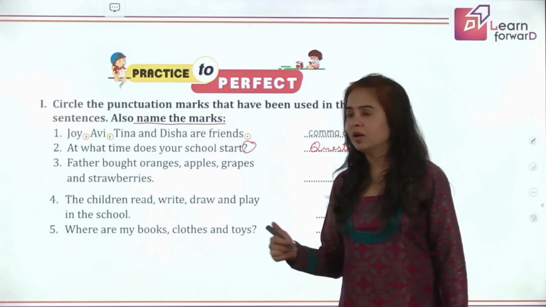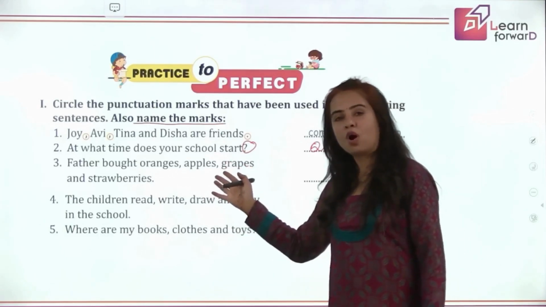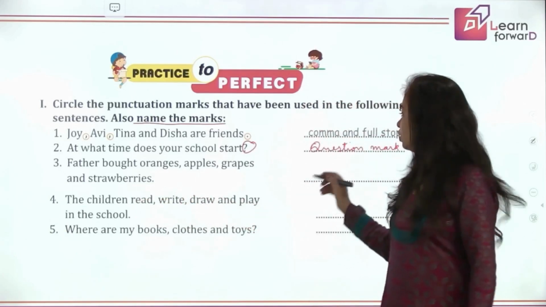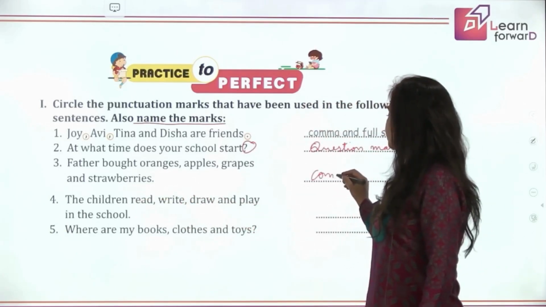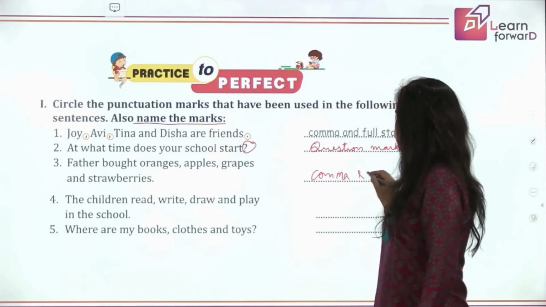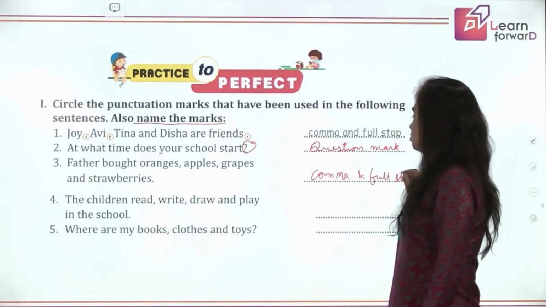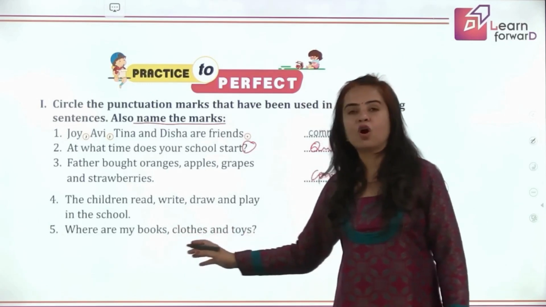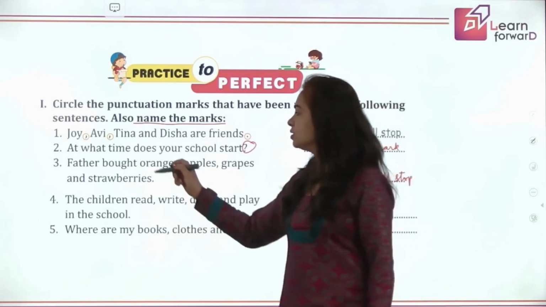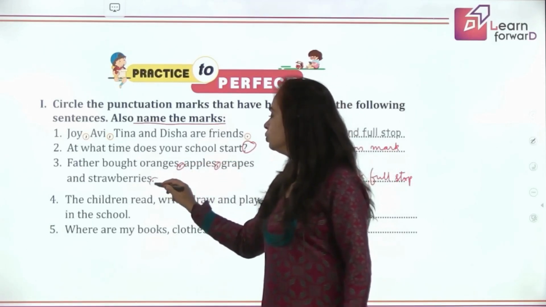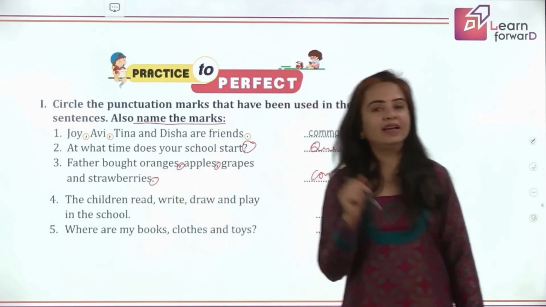Are you sure? Here what have we used? Commas and full stop only. And in the next also comma and full stop. And what about the last one, children? Here you have used comma and question mark. That's it. So make sure that you circle them also to show that you have identified them correctly.